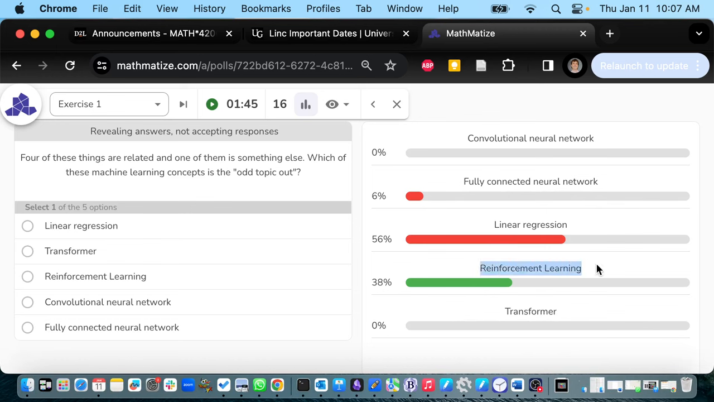What is reinforcement learning then, right? That's what this course is about. It's not these things. And I made a little chart.